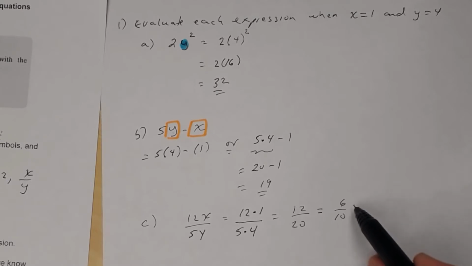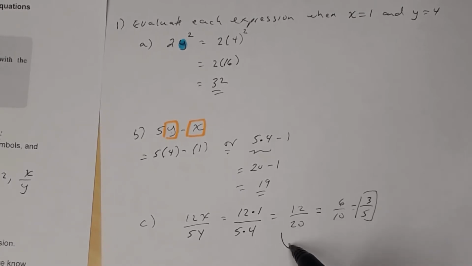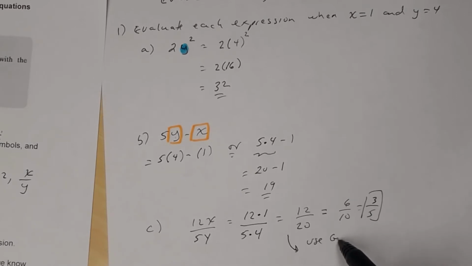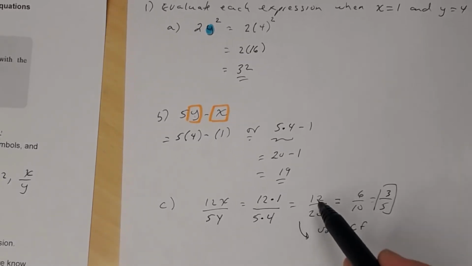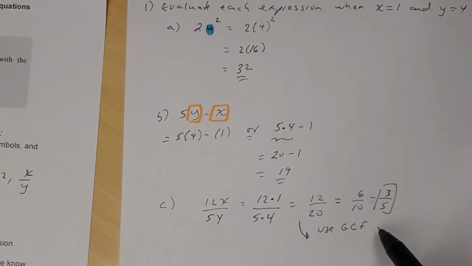And again I can go further. They're still even. They're divisible by 2. 6 divided by 2 is 3, 10 divided by 2 is 5, and I can't do anything else. But again, it would have been easier to use the greatest common factor. The greatest common factor of 20 and 12 is 4.